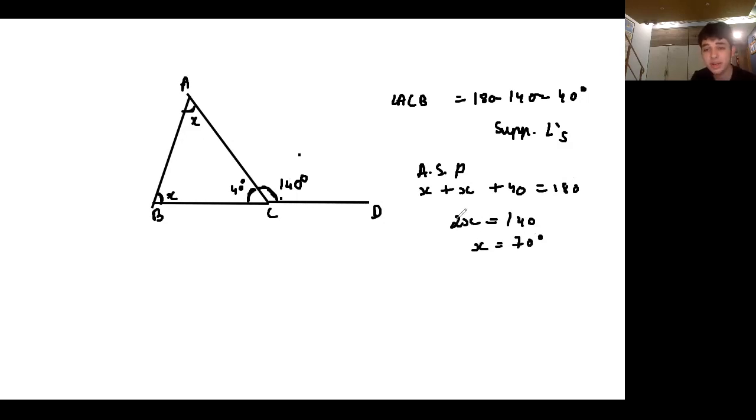Now, another way to do this would be a shorter way, right? This is using supplementary angles, but another way to do this would simply use your exterior angle property. And because you know that the sum of angle A and angle B will be equal to this angle, that means 2x will be equal to 140 anyways. So x will be equal to 70.